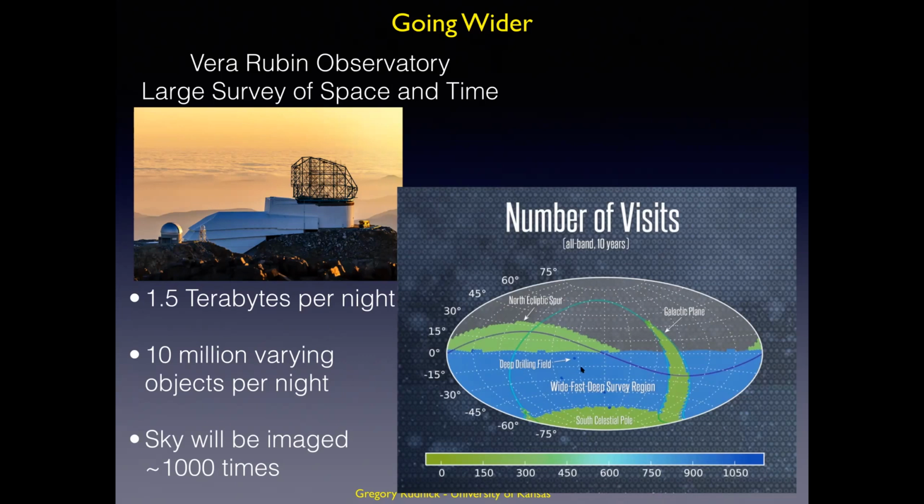And so you can see here a map of how many times each part of the sky will be covered. Many parts of the sky will be covered hundreds of times over the 10-year lifetime of the survey. And some of these little things we call the deep drilling fields will be covered thousands of times over the course of the survey, going insanely deep.